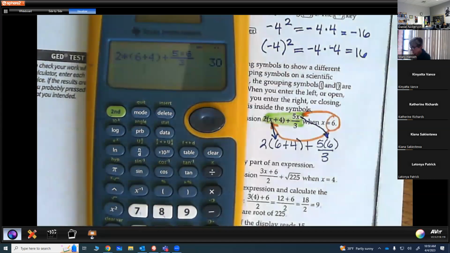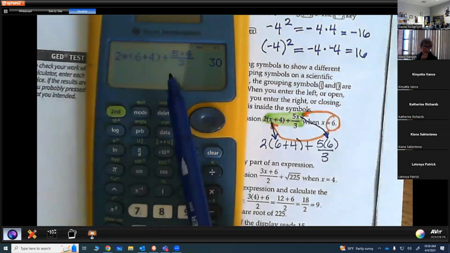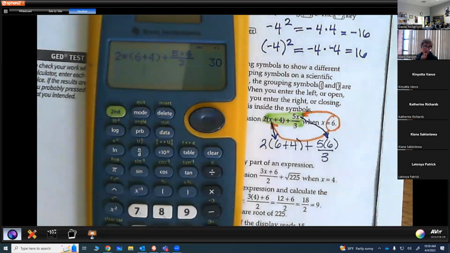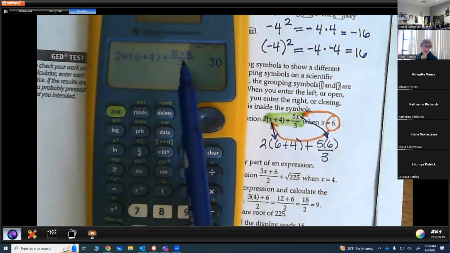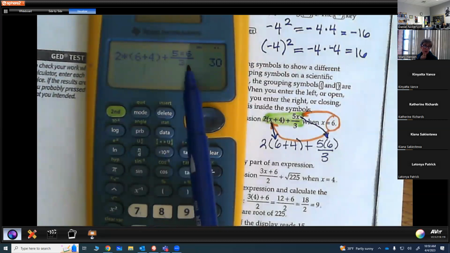So I personally believe this is a better way to put it in than what this page says. Because if that 5 times 6 was 5 plus 6, this would be the only way, without using more parentheses, that you could enter it and get the correct answer.